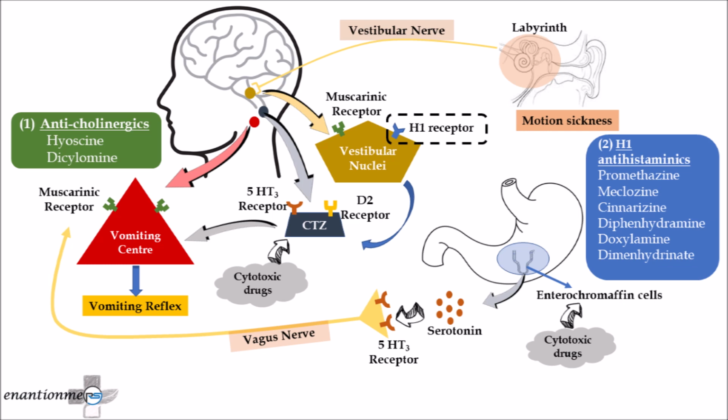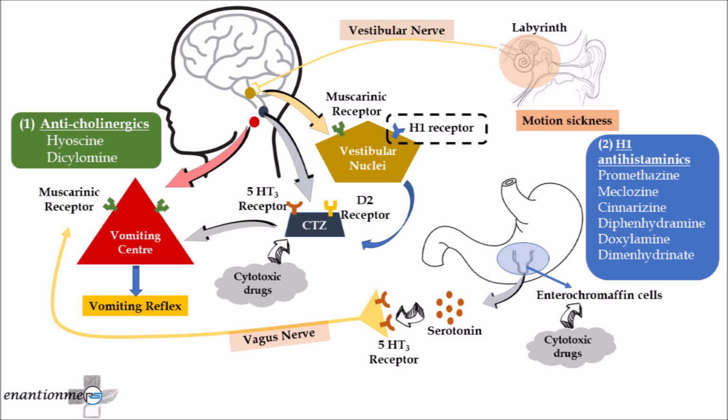Moving to the next category, which is antihistaminic drugs. These drugs prevent the activation of H1 receptors present on vestibular nuclei. This class of drug is mostly used for treatment of motion sickness. As you can observe from this figure, the vestibular nuclei stimulation caused by vestibular nerve plays a significant role in motion sickness. When this nuclei is stimulated, it causes vomiting reflex.